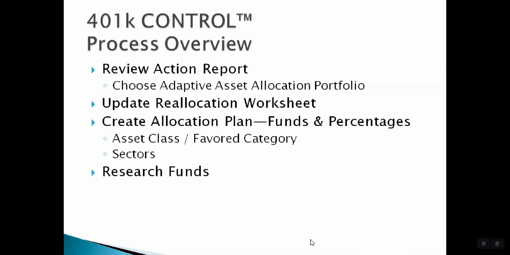By now you have reviewed the action report, chosen your adaptive asset allocation portfolio, populated the reallocation worksheet with the desired percentages, and also come up with your allocation plan and put in your target funds and fund percentages. We're now going to enter certainly the most complicated and time-consuming portion of the process.